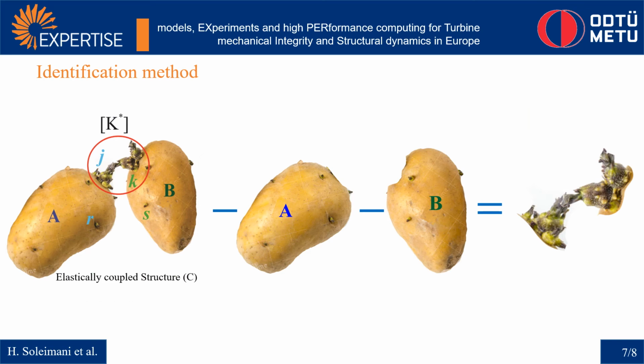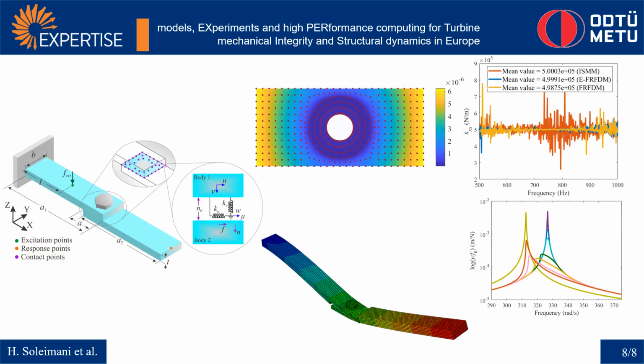The general idea of the method is like subtraction. Consider a general coupled structure like these potatoes. We measure the coupled structure response in certain conditions. Then by subtracting the substructure dynamics, which are modeled separately from the coupled structure, we can identify the joints. At the end, we have a mathematical model and special parameters that can predict the vibration response of the bolted connections.